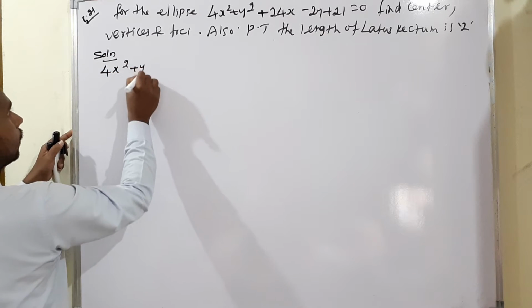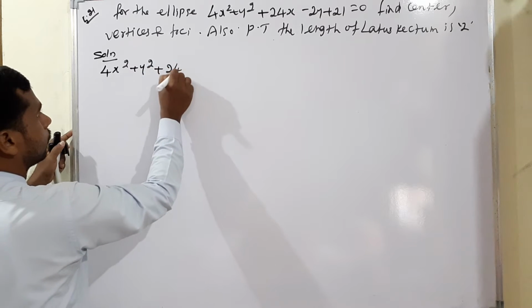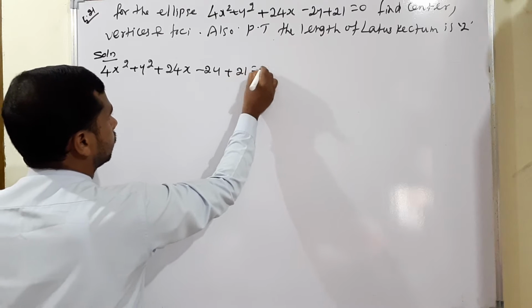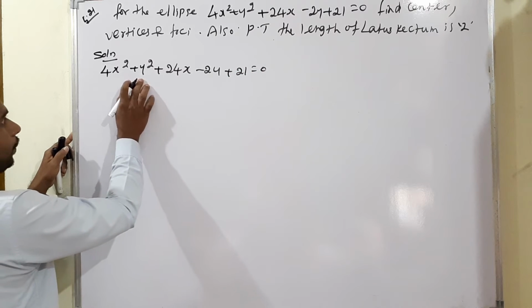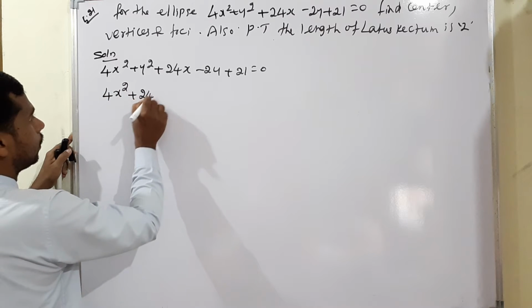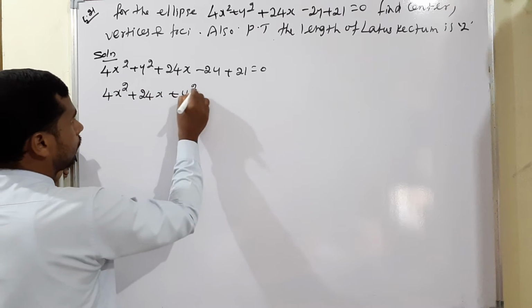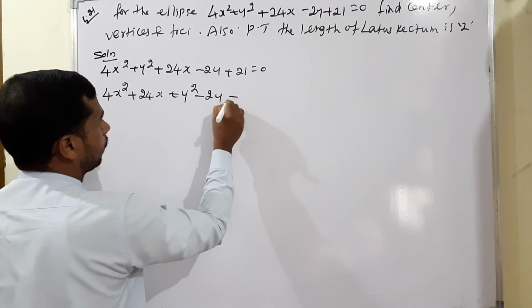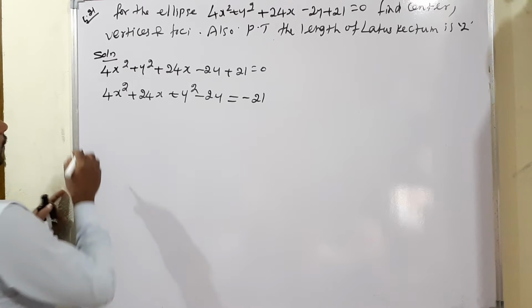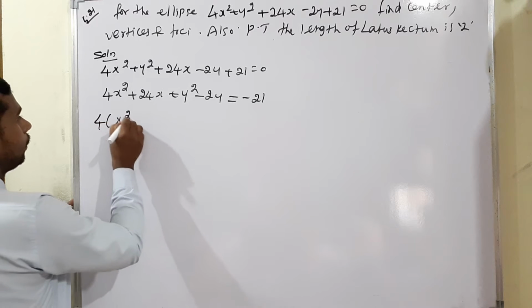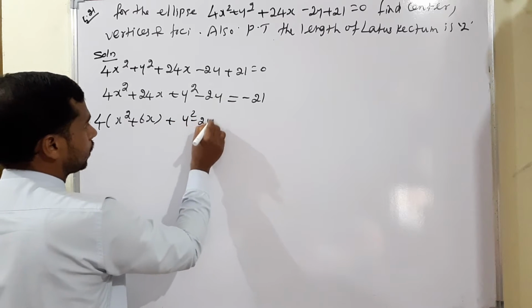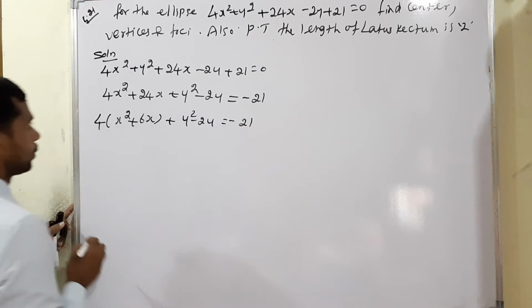4x square plus y square plus 24x minus 2y plus 21 is equal to 0. First we have to group the x family and the y family. So 4x square plus 24x plus y square minus 2y is equal to plus 21. Bring it to the opposite side, means minus 21. Again, take 4 common outside: x square plus 6x, then plus y square minus 2y is equal to minus 21.